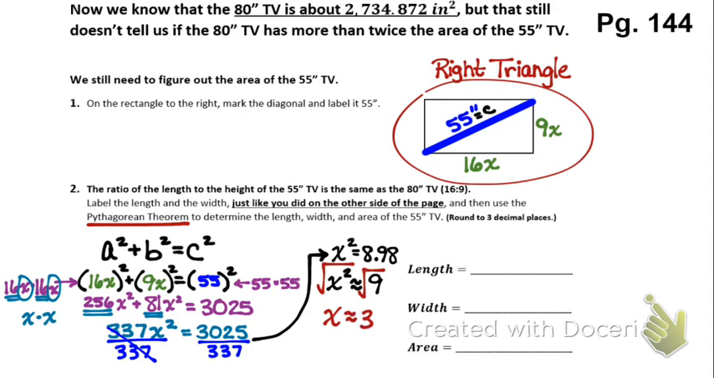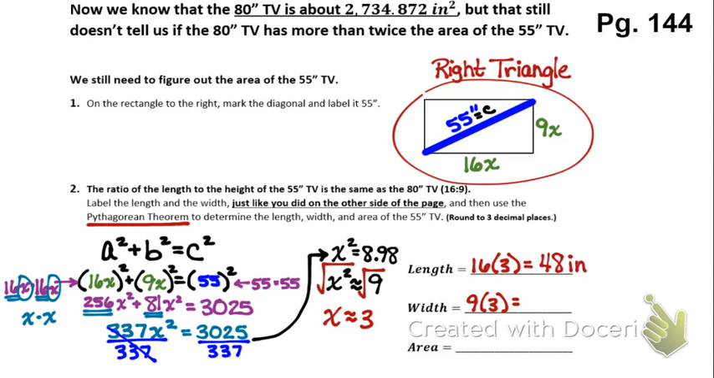What does that mean as I'm thinking about the length and the width of this 55-inch TV? It'll be what you can put x in. 16. Yeah, so that means the base is 16 3 times, and the height is 9 3 times. So I'm going to do 16 times 3 and 9 times 3. What is 16 times 3? 48. What units should I put with that? Inches.